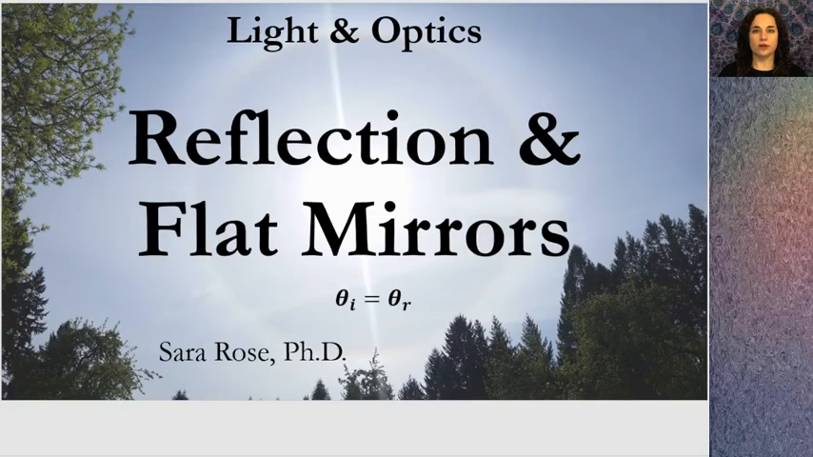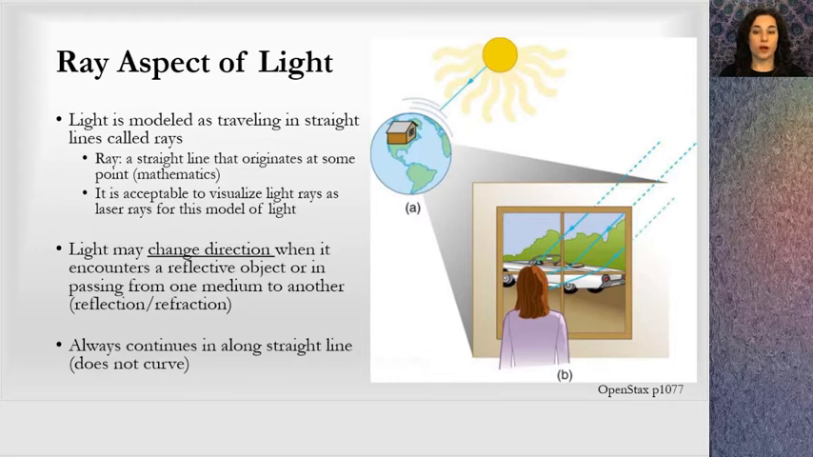This is a lesson on reflection and flat mirrors in a unit on light and optics. In a prior lesson, I talked about properties of light, and in the next series of lessons, I'm going to look at more applications of light. And to establish this, I need to talk about the ray aspect of light.